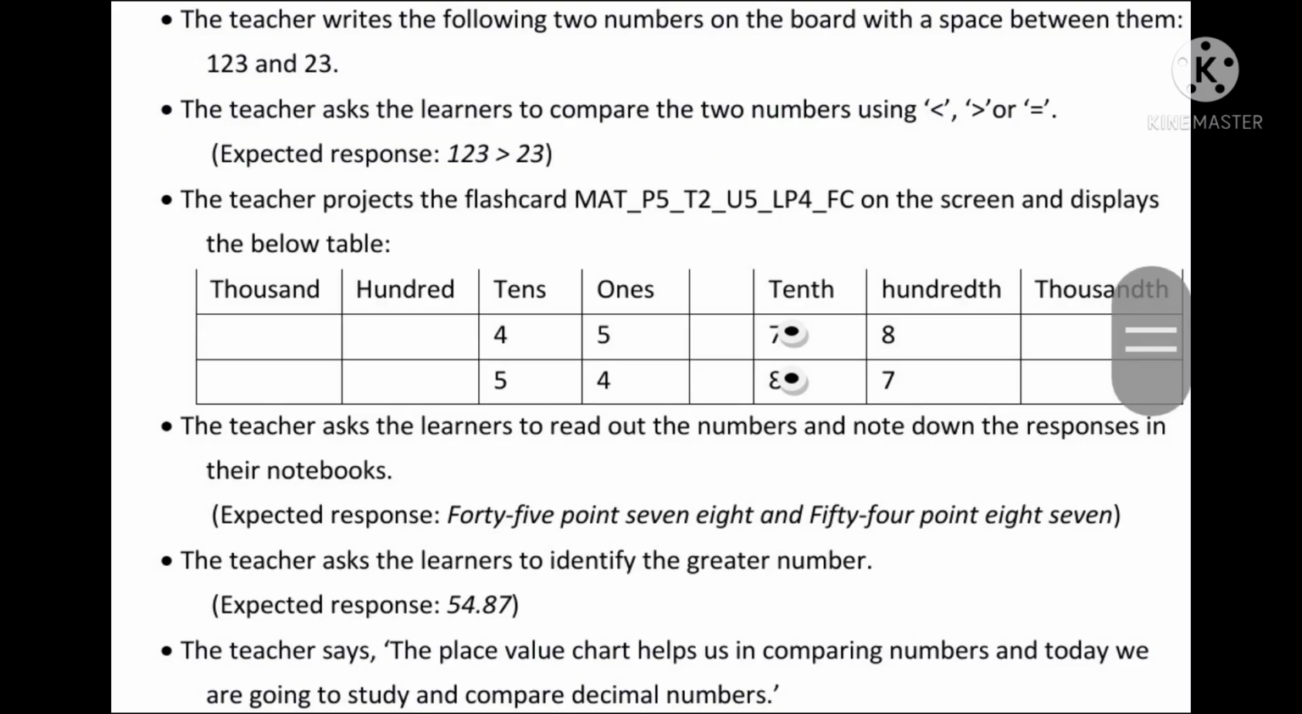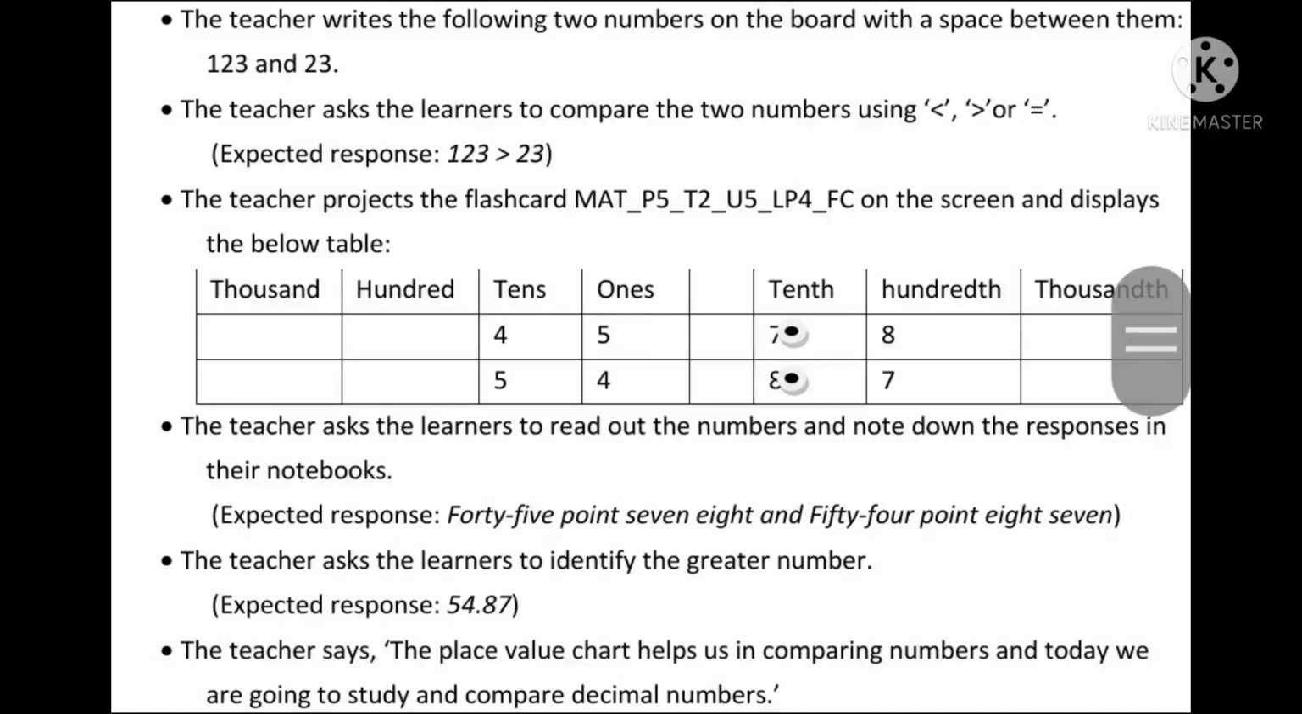Now, the lesson plan begins with the introduction, which should not exceed 5 to 7 minutes. The teacher writes the following two numbers on the board with a space between them, 123 and 23. The teacher asks the learners to compare these two numbers using greater sign, smaller sign or equal to sign. So the students have to think and compare which is the greater number, 123 or 23. The expected response will be 123 is greater than 23.